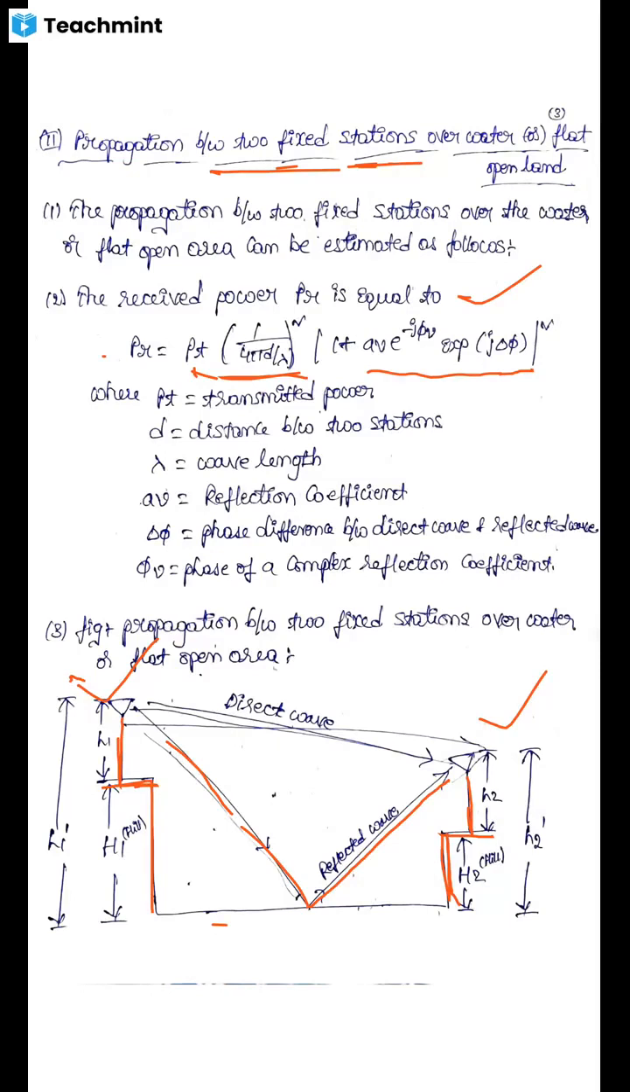If I consider this antenna propagation between the two fixed stations over the water, then I get the expression PR is equal to PT into (1 by 4 pi d by lambda) whole square, 1 plus AV e power j phi V, exponential of j del phi.